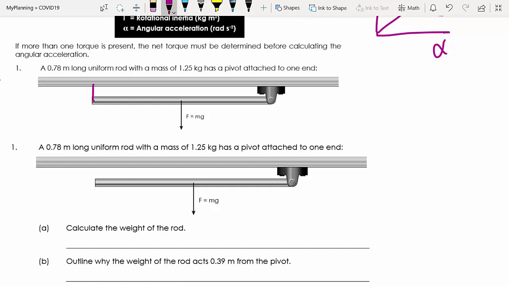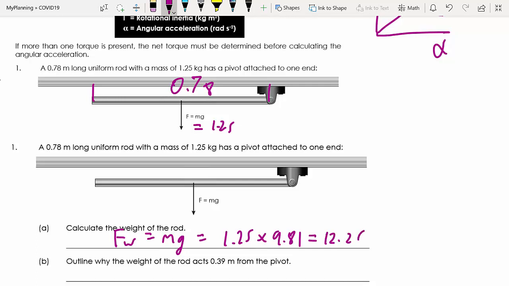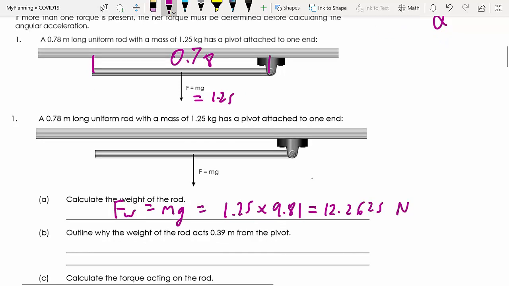So we have something that is 0.78 meters long, and it's got a mass of 1.25 kilograms. And it says calculate the weight of the rod. Well, we know mass times gravity. We've now made it to year 13, and so it's going to be 1.25 times 9.81, where gravity goes up by one significant figure from last year, and we should get 12.2625 newtons, and because it's three significant figures, that should be 12.3 newtons.